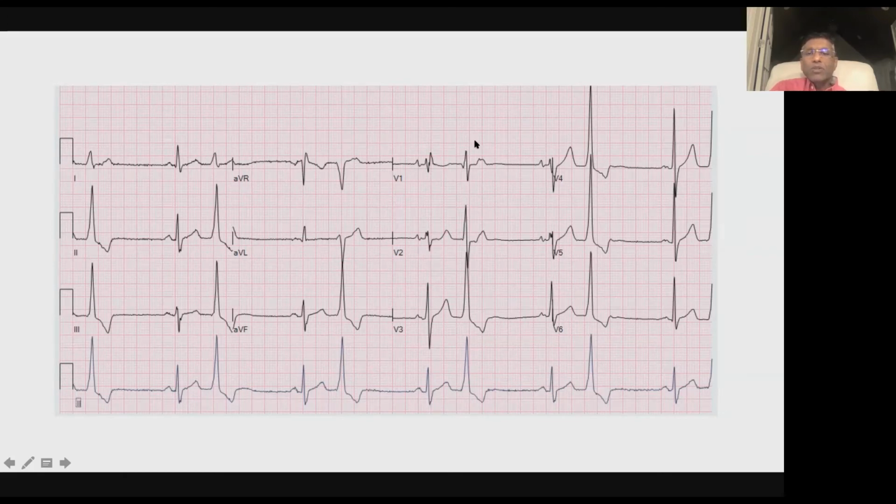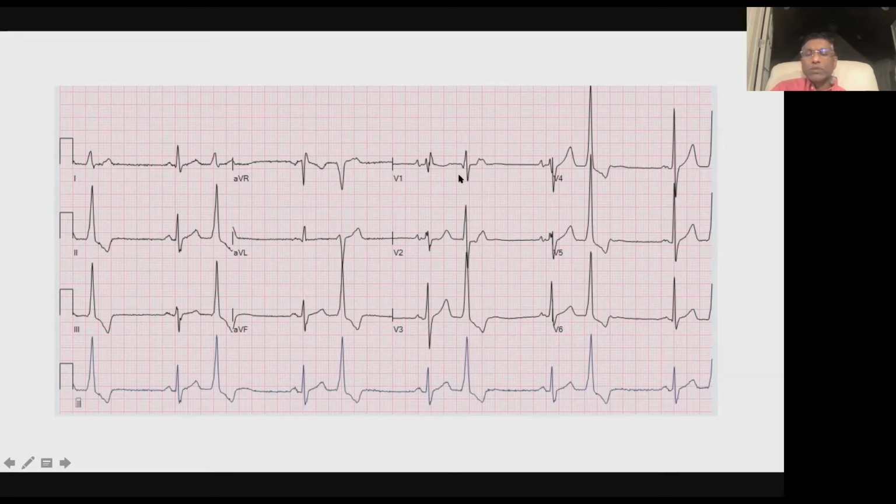So look here, lead V1. Clearly, this seems to be the normal beat. This seems to be the abnormal beat. You agree? Yes, sir. Okay. So this one looks like the normal. This one looks like the abnormal. All right. So the normal one looks like this, and the abnormal one looks like this. And we're trying to decide, is this beat supraventricular or ventricular?